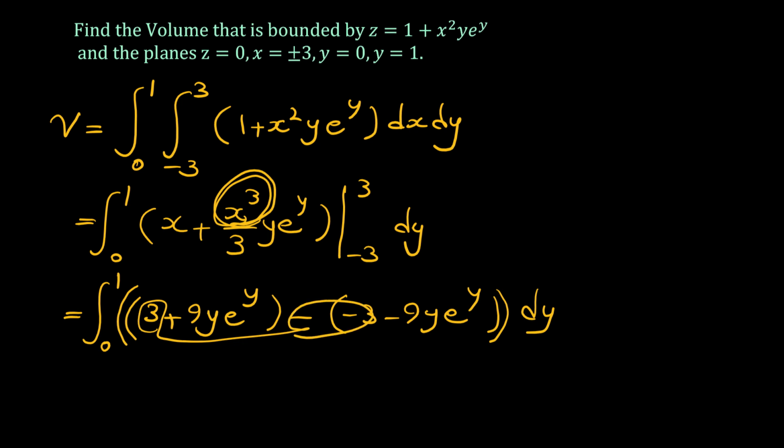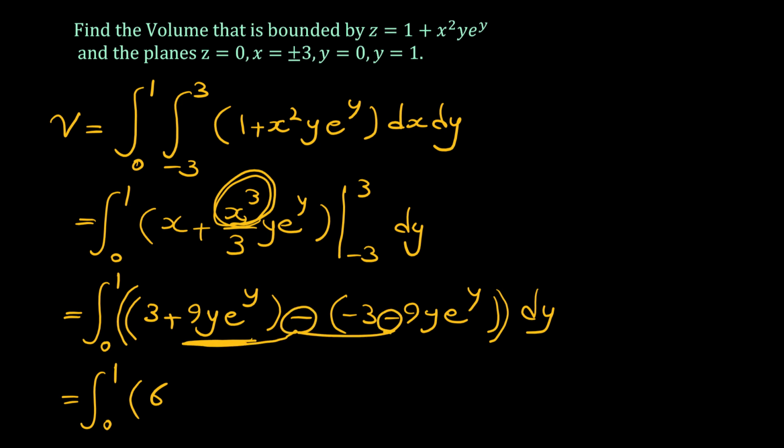3 plus 3 is 6. So we have integral from 0 to 1 of 6. 9y e to the y. Minus minus is plus. Plus 9y e to the y is 18 y e to the y dy.